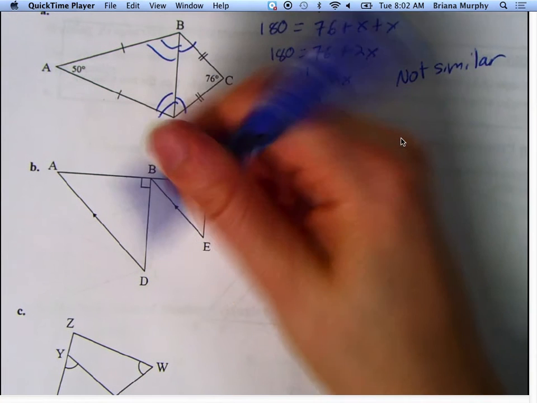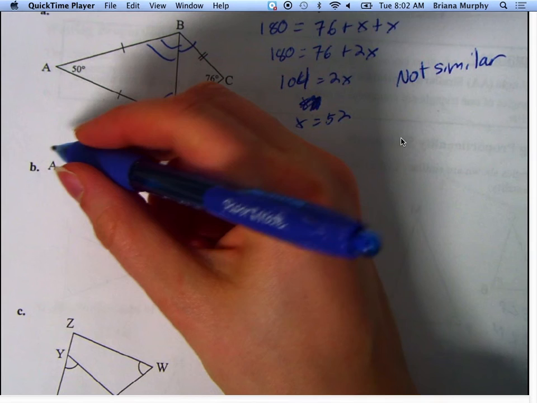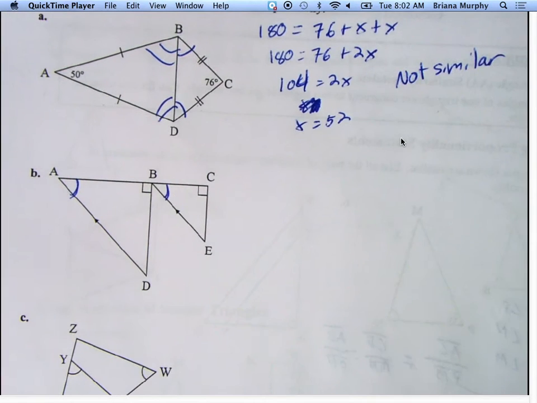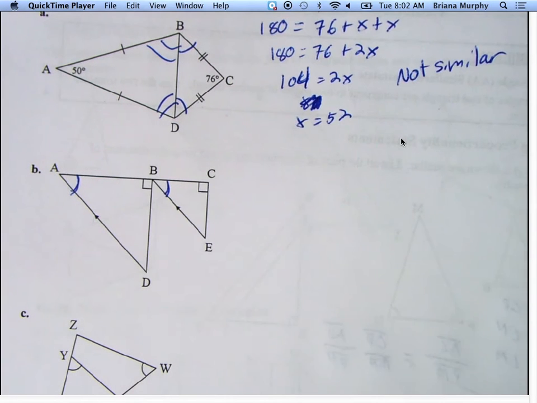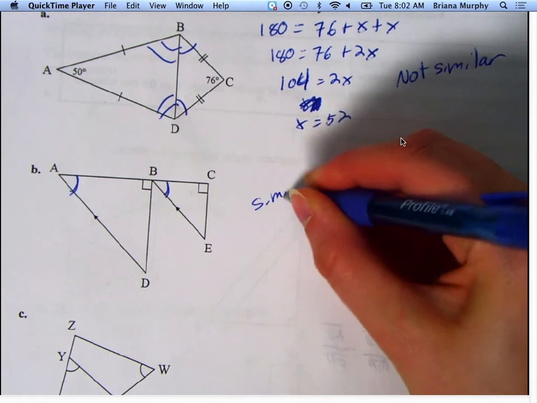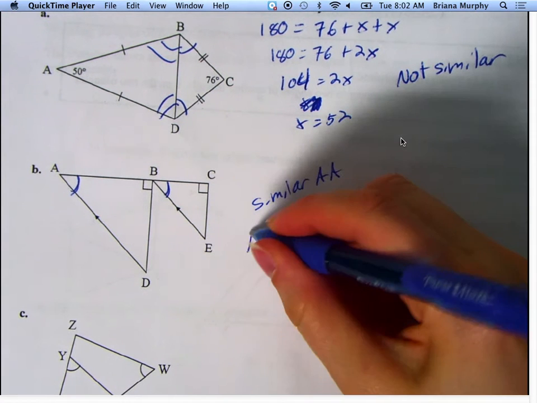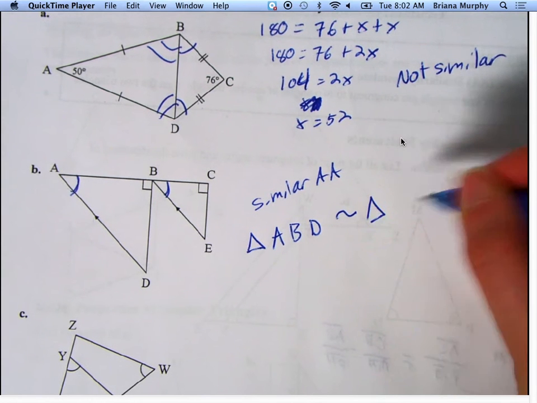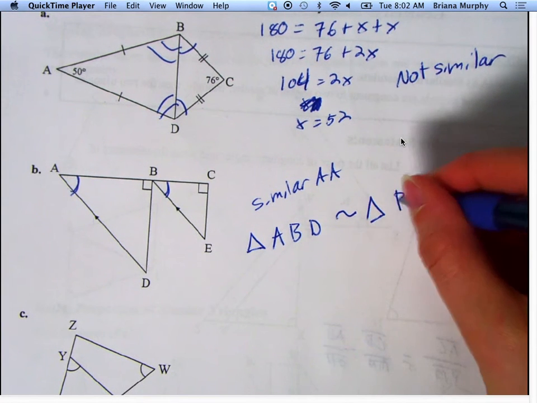Okay, these are parallel lines. So I can use corresponding angles when they're set up like this, so I know those two angles are congruent. Wait, how are they parallel? This little arrow right here states that those are parallel lines. Okay, so this is similar by angle-angle. So my similarity statement: triangle ABD is similar to triangle, what goes with A? B. What goes with B?